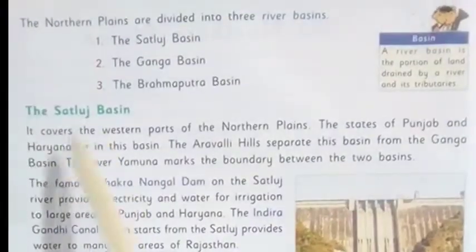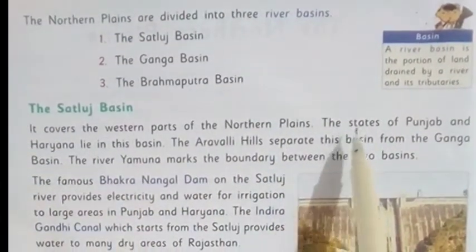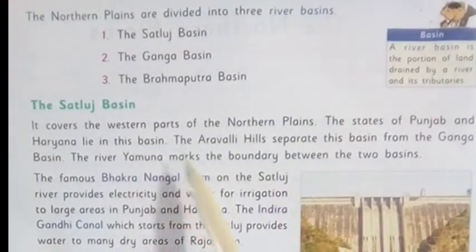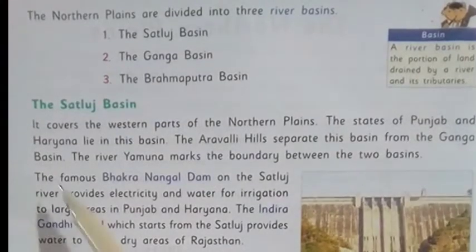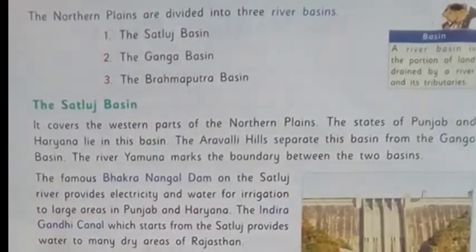The Satluj Basin covers the western part of the northern plains. The states of Punjab and Haryana lie in this basin. The Aravalli Hills separate this basin from the Ganga Basin. The river Yamuna marks the boundary between the two basins.